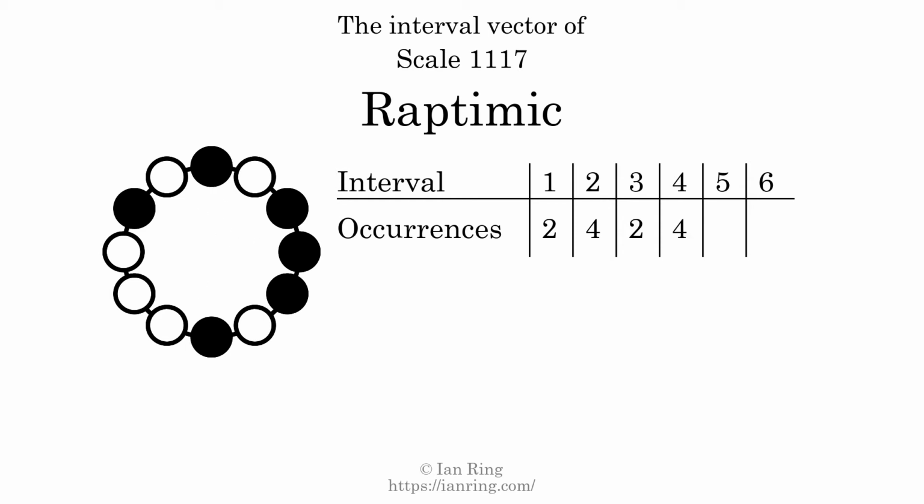There are 4 intervals with the size of 4 semitones. They are here, here, here, and here. There is 1 interval with the size of 5 semitones. It is here. There are 2 intervals with the size of 6 semitones. They are here and here. Each interval does not appear in this scale a unique number of times, so this is not a deep scale.